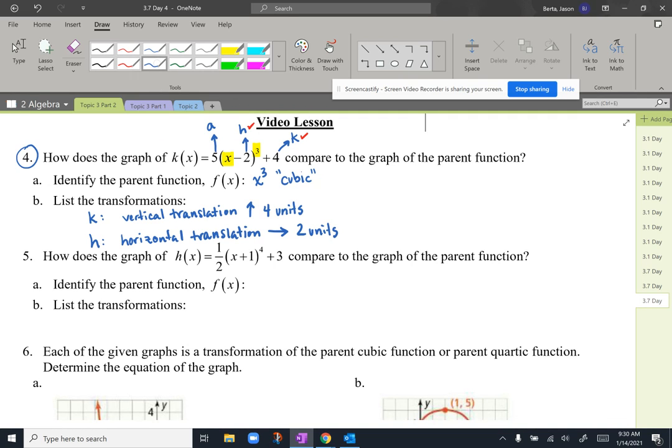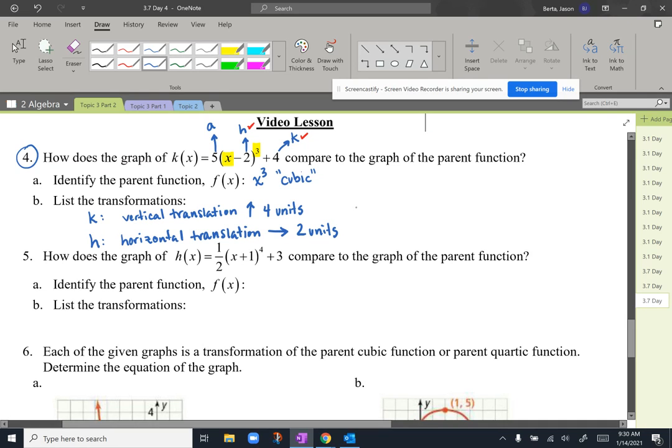And lastly, we have an a. So the a is positive, right? It's 5. So there's no reflection, but a represents a stretch in this case, because the absolute value of a is greater than 1. So this graph is going to be stretched by a factor of 5.